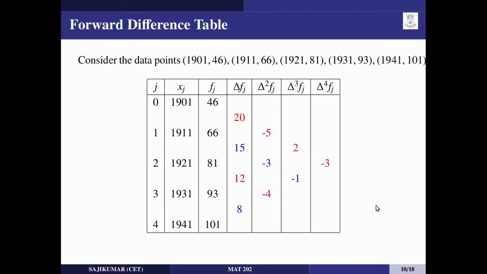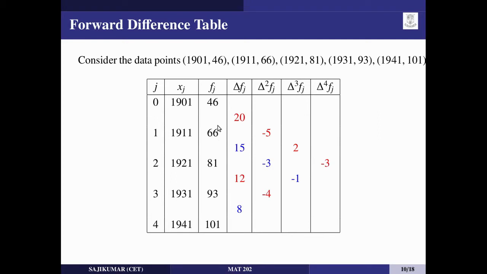In order to illustrate the concepts of forward difference and computation of higher order forward differences, consider the data points 1901 46, 1911 66, 1921 81, 1931 93, 1941 101. So the suffixes are j is equal to 0, 1, 2, 3, up to 4. In the second column, the x values are given, third column function values are given, and the fourth column is the first forward difference of different function values.